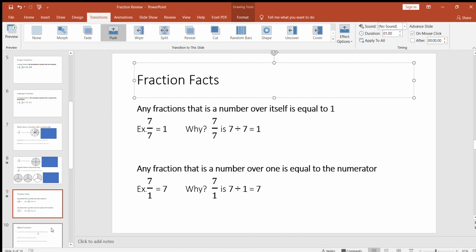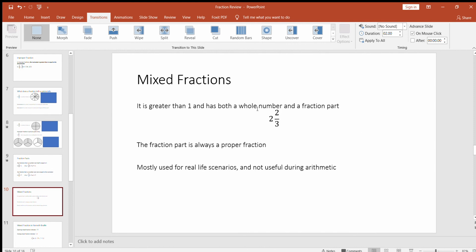Now, it's not a fraction review if we don't talk about mixed fractions. What is a mixed fraction? A mixed fraction is something that is greater than 1 and it has both a whole number and a fraction part. The fraction part of the mixed number is always a proper fraction. So an example of a mixed number is 2 and 2/3. 2 is your whole number and 2/3 is your fraction part.